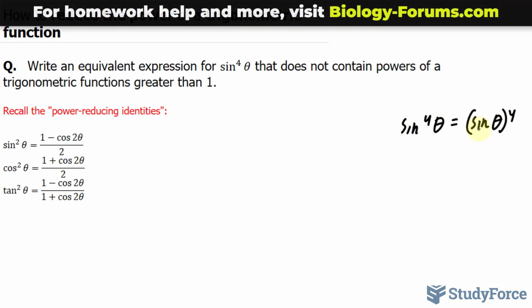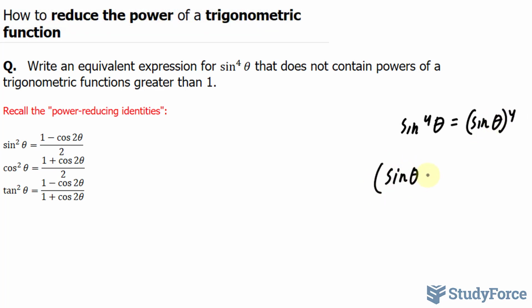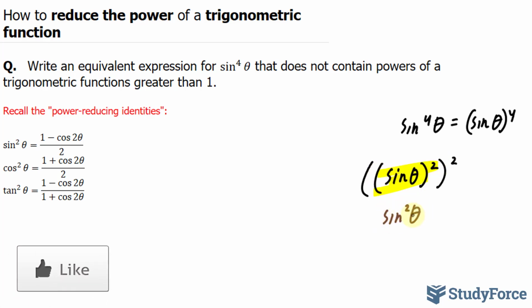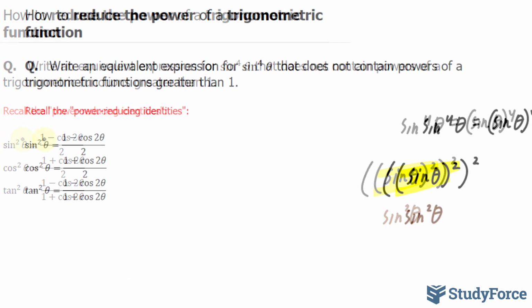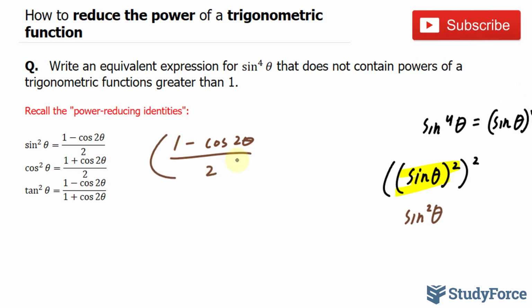What I'll do next is rewrite sine theta to the power of 4 as a power to a power, where I have sine theta raised to the power of 2, and this is being raised to the power of 2. Remember that sine theta raised to the power of 2 is sine squared theta, and we can match this up with one of these power reducing identities, namely the first one. That being said, I'm going to replace sine squared theta with 1 minus cosine 2 theta over 2, 1 minus cosine 2 theta over 2, all raised to the power of 2.